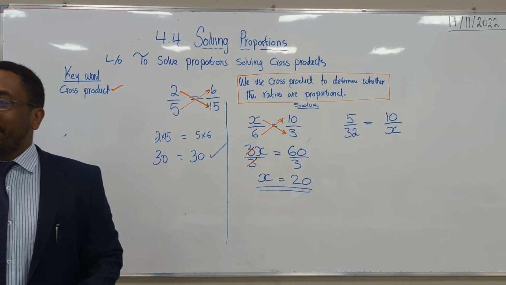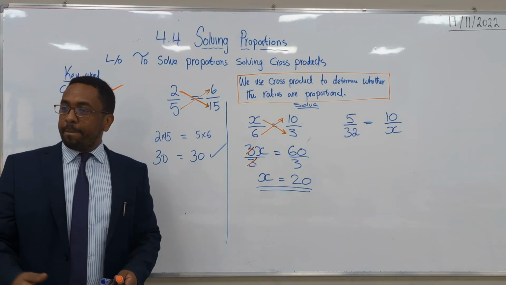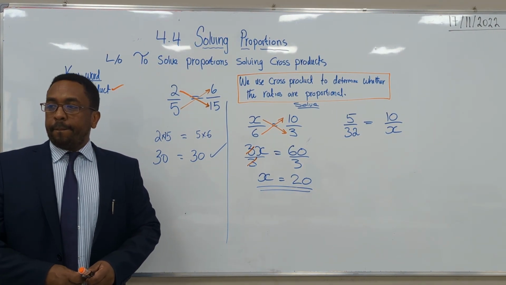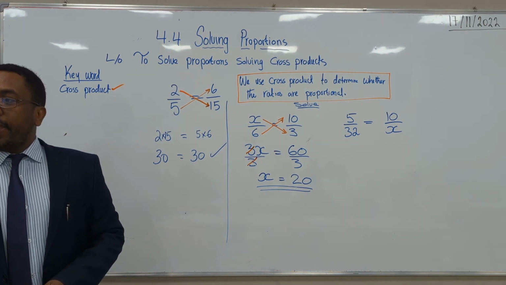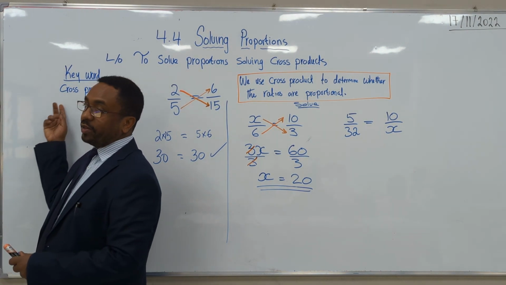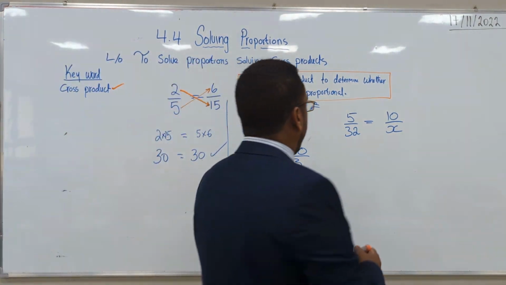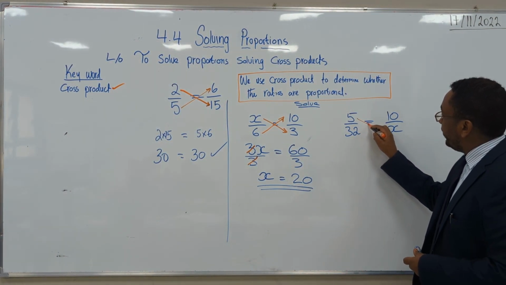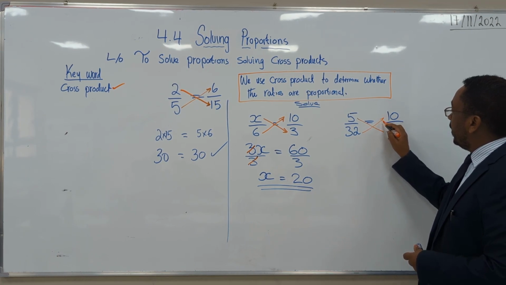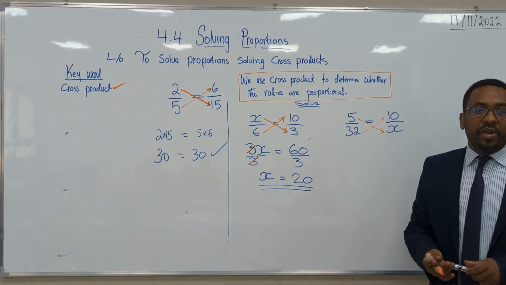I want to see the best one can come up with. Yes, Mohammed. We need to use the cross product. Exactly. We need to cross multiply 5 and x and 32. This and this, right? That's exactly what we did before.